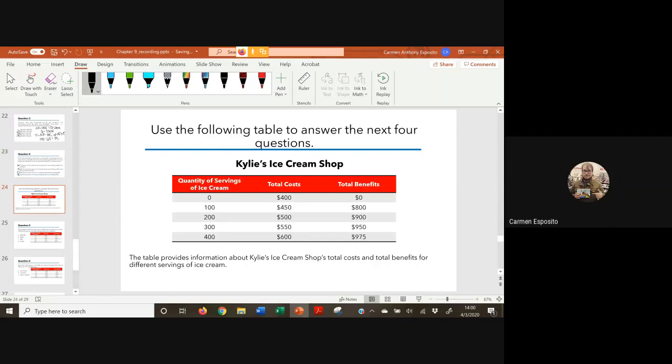Let's take a moment and do another set of multiple choice questions that involve marginal analysis. So here, I give you a table of Kylie's ice cream shop, the quantity of servings of ice cream, total cost, and total benefits. And we're going to use this table to solve the next couple multiple choice questions.